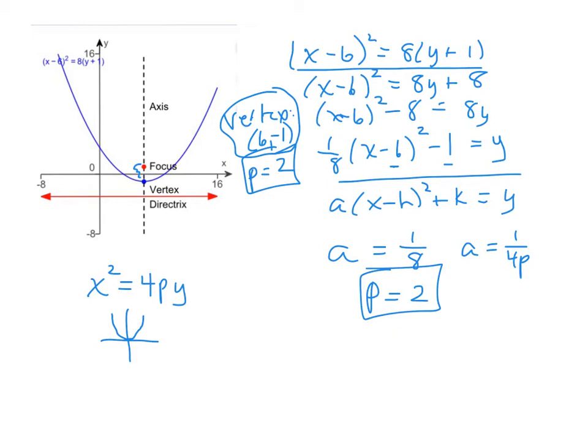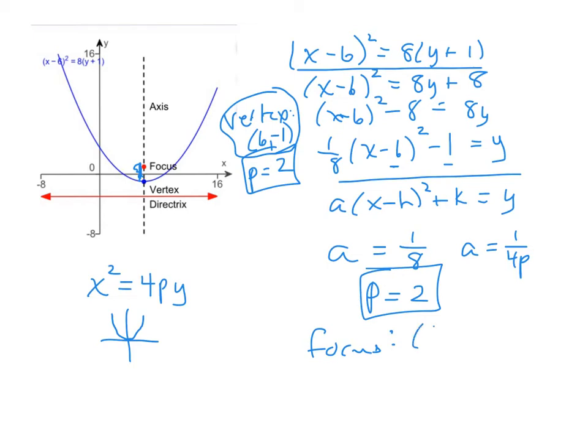So if you were to see a problem like this and you were asked to find the vertex and the focus and the directrix, what we want to do is find the vertex to be (6, -1), and then find our p, and then we're going to add the value of p to get the focus. Remember, the y value of our vertex was -1, and when we add 2 to that, we get positive 1.